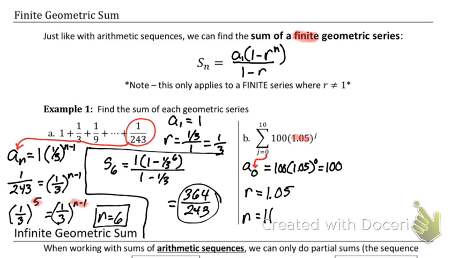All right, that's all the stuff I need. Now we can go ahead and plug it into our formula. So S sub 11 is going to equal my first term times my 1 minus my r to the n. My r value is 1.05 to the n, which is 11. And finally, it's over 1 minus 1.05, which is going to be about, I rounded this one to about 1,420.68.